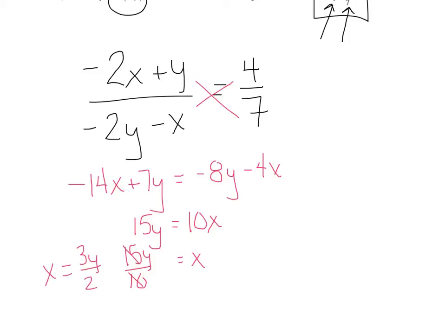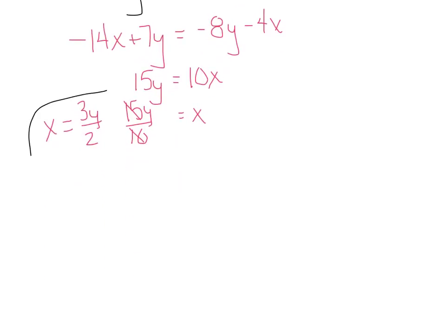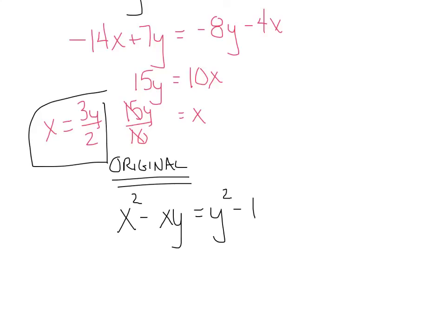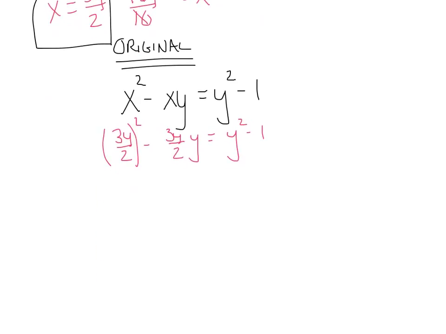Now, does that look like a point to you? If I said x equals 3y over 2, I wouldn't know how to plot that. So I'm not done. I basically need to take what I got for x, because it's not a number, substitute it into the original. Have you found a common theme yet? We're always going back to the original. So there's my original, and I'm substituting this 3y over 2 in for x, so nice and carefully, 3y over 2 squared minus 3y over 2 times y equals y squared minus 1. That gets me, let's see, 9y squared over 4 minus 3 over 2y squared equals y squared minus 1.